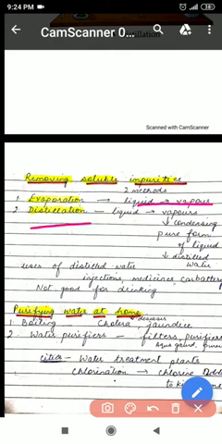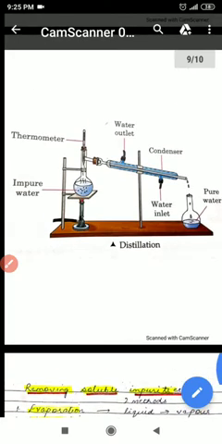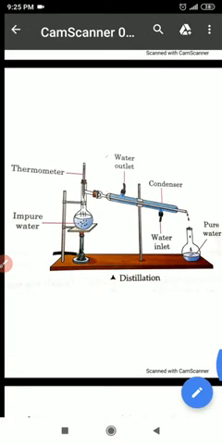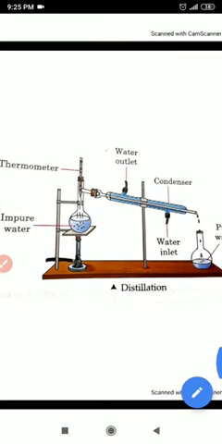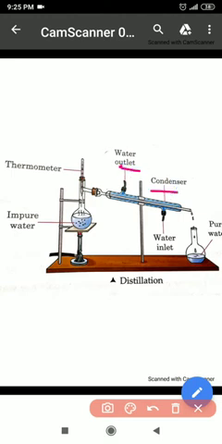Next is distillation. Distillation is the process in which liquid is converted into vapor state. Then again, due to the process of condensation, it can be converted into a pure form of liquid. This is the distillation process. So once the water is boiled, and then again it is condensed, cooled, then we get the pure water. And in this way we can get distilled water also.